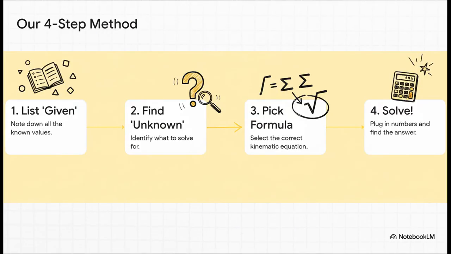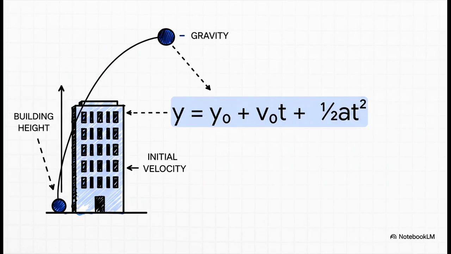Now, to solve any problem like this, we're going to use our simple 4-step method. It's like a secret recipe. First, we list all the given info, everything the problem tells us. Second, we identify the unknown, what we need to find. Third, we look at our 3 magic formulas and pick the right one for the job. And finally, step 4, we just plug in the numbers and solve. Simple. All right, let's use our method.